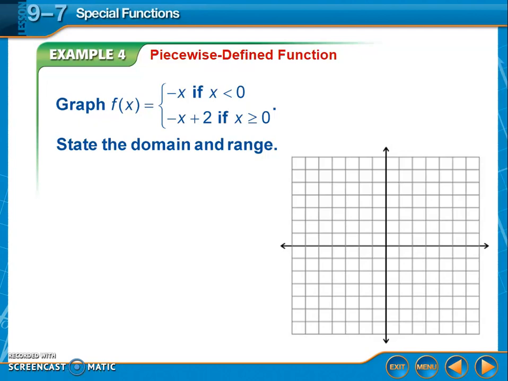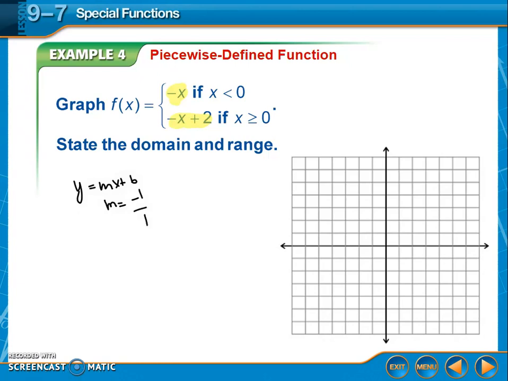So the key to this is to graph these things in parts. So the two things that we want to graph, this line here, negative x, and this line here, negative x plus 2. So I'm going to start by graphing negative x. Okay, so remember the equation of a line, mx plus b. So the number in front of the x is the slope. So we have a slope of negative 1.